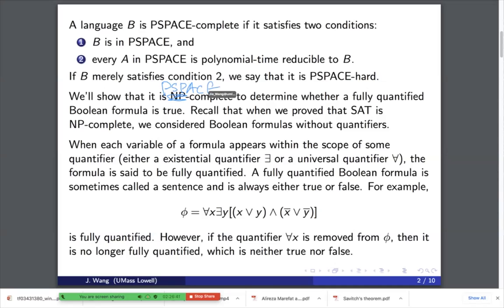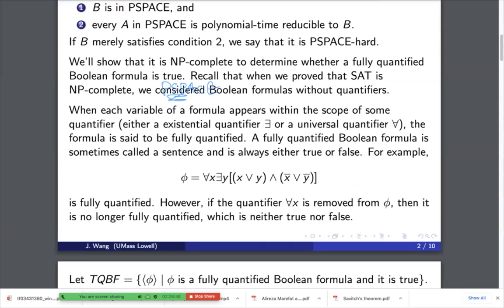Okay, in terms of MP, we know MP is not fully quantified. All right, so when each variable of a formula appears within the scope of some quantifier, either an existential quantifier or a universal quantifier, the formula is said to be fully quantified. A fully quantified Boolean formula is sometimes called a sentence and is always either true or false.